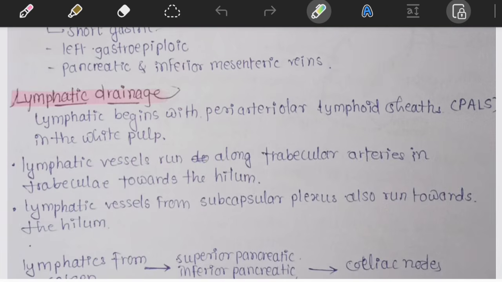Now let's quickly understand the lymphatic drainage. Lymphatics begin around the periarterial lymphatic sheaths, that's called PALS, within the white pulp. They travel along the trabecular vessels towards the hilum. Lymphatics from the subcapsular plexus also move towards the hilum. From the spleen, lymph ultimately reaches the celiac lymph nodes through the pancreatic and pancreatico-duodenal pathways. An important point: there are no lymphatic vessels in the red pulp.